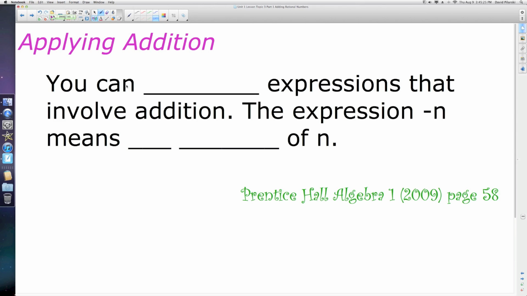Here in applying addition, we're going to talk about an expression like the opposite of a variable. And here we start off with: you can evaluate expressions that involve addition. The expression negative n means the opposite of n. That's taken from Prentice Hall, Algebra 1, 2009, page 58. So we're going to evaluate expressions that have things like this. And this is where students do get tripped up a little bit. So let's take a look at an example.